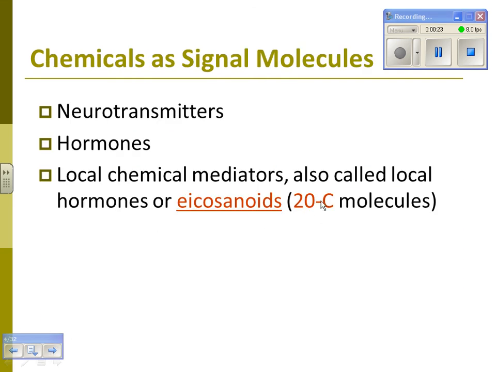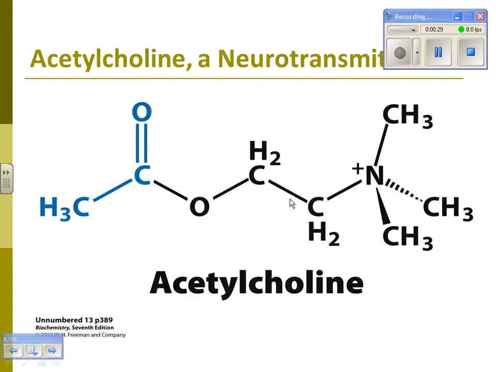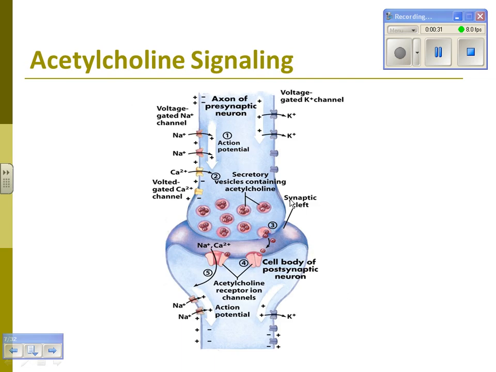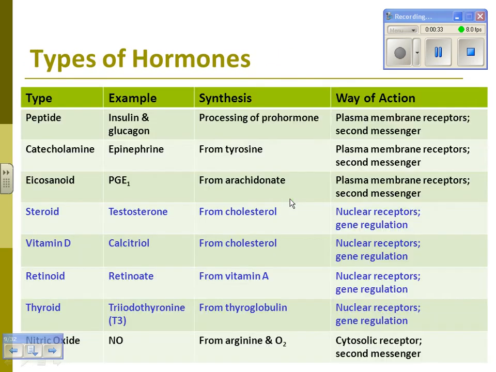First thing to know: eicosanoids are 20 carbon molecules. These are your types of signaling molecules. A little bit of background about acetylcholine. Big chart number 1 to memorize. Good thing is it's not as bad as it looks.